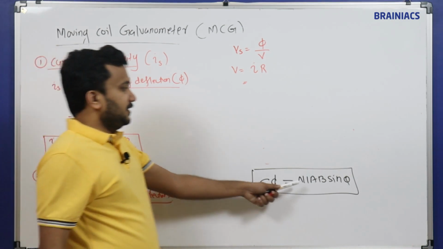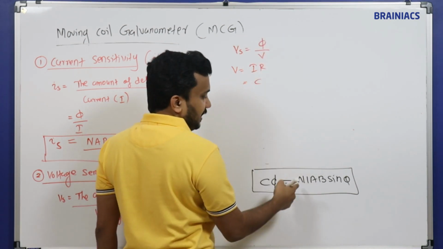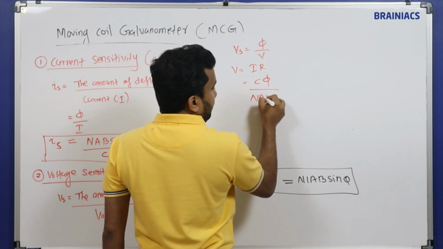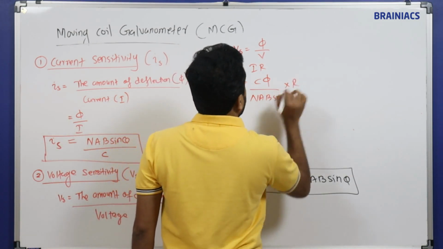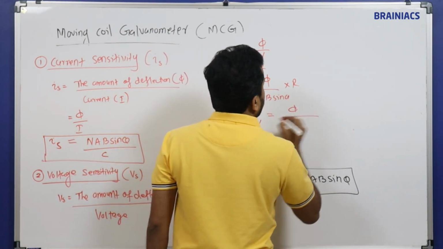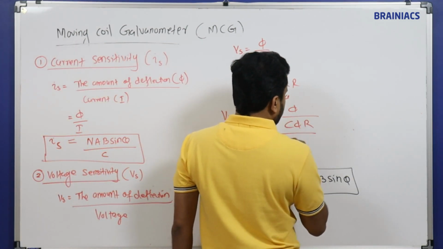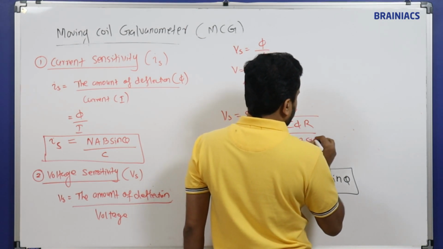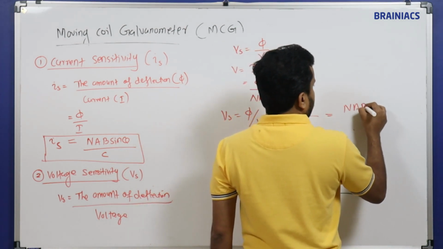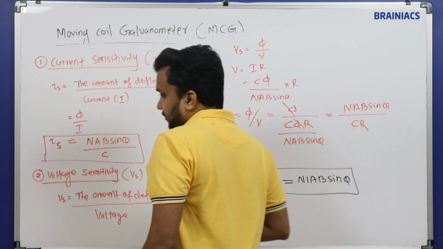What is current from this equation? Let me put it as I R so that you will not be confused. I will be equal to C phi whole divided by NAB sin theta. Into resistance, this is the voltage. Now for voltage sensitivity, phi divided by V means we substitute: C phi R divided by NAB sin theta. So phi cancels, and you will get NAB sin theta divided by CR. This is called voltage sensitivity.